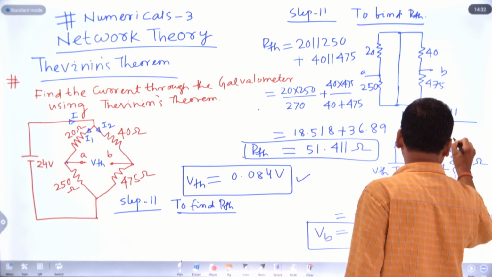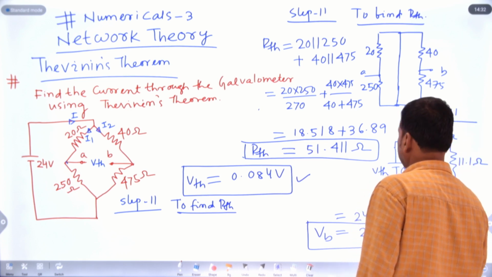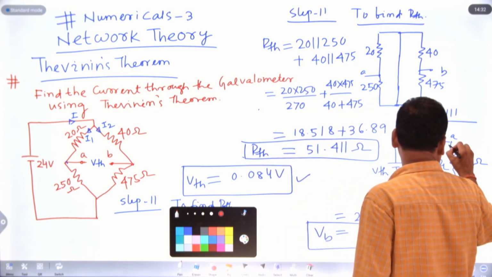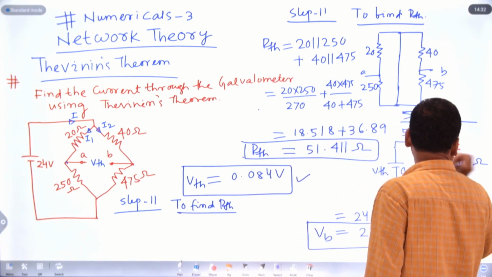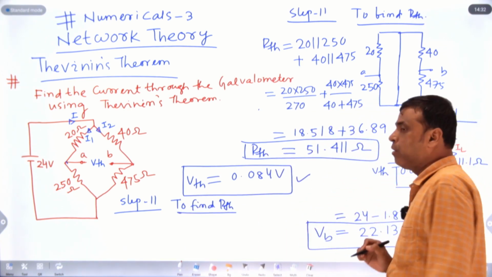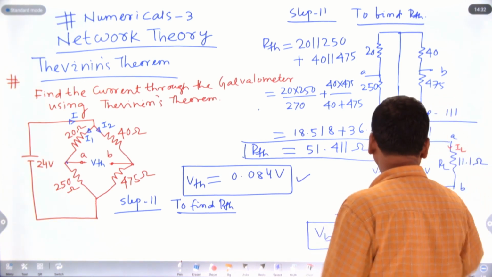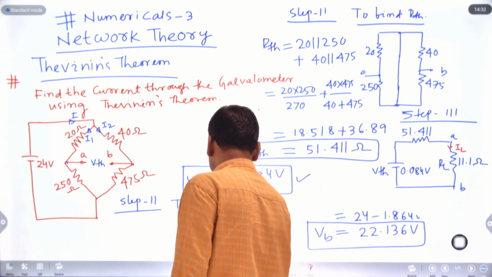This is A and this is B. Then find out the current flowing through the galvanometer, let the current be IL. What is the current flowing through the galvanometer? How do we find IL? What is the IL value?